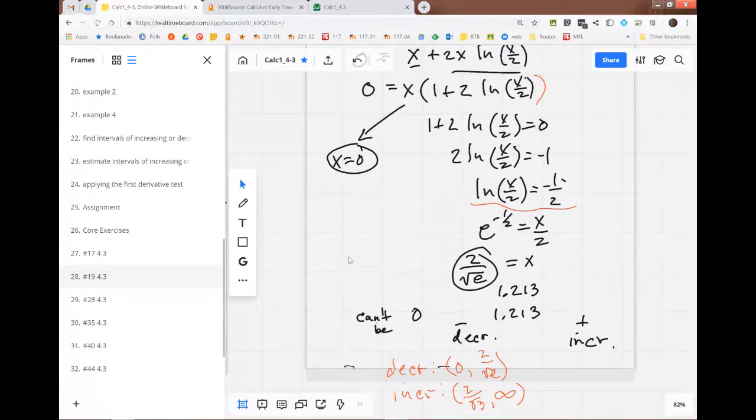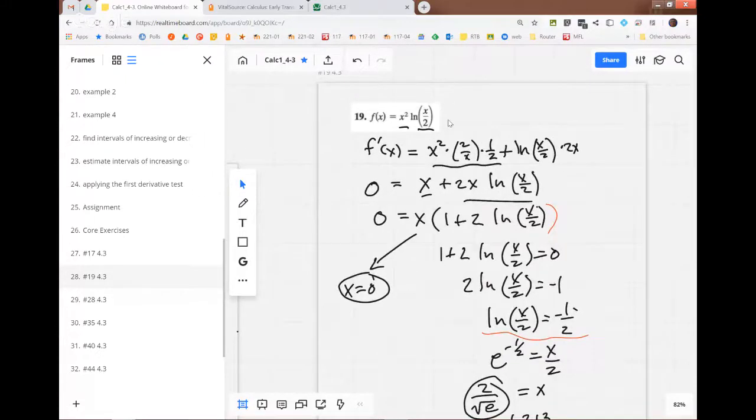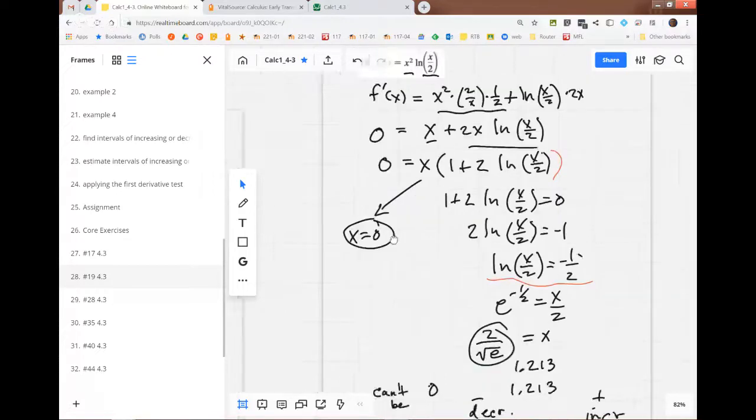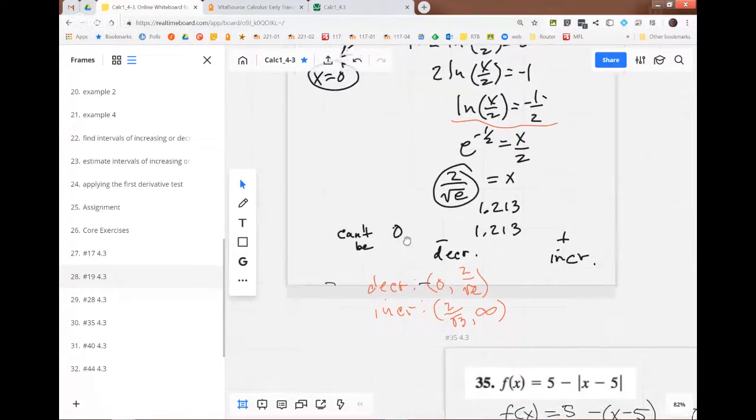What about to the left of 0? Well, here's the problem with the left of 0. Take a sample negative number left of 0, like -1. What's the natural log of negative 1/2? The problem is you can't take the natural log of any negative number, because e to no power on earth will ever equal a negative. So what I'm saying here is, at the bottom, when we investigated to the left of 0, we found out there can't be any negatives. So I wrote can't be. All right, so let's look at the next interval, between 0 and 1.213.